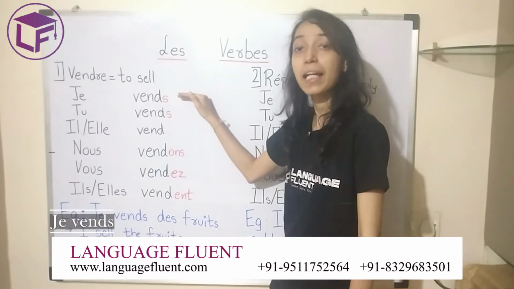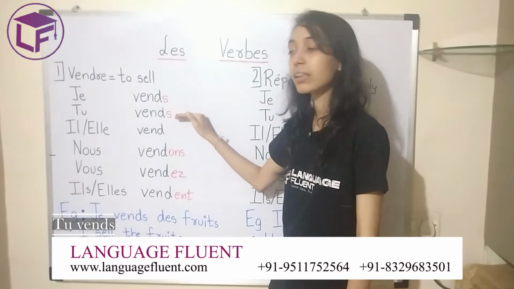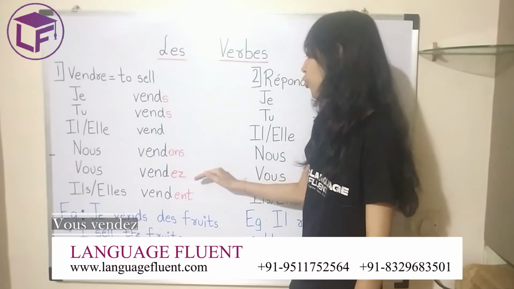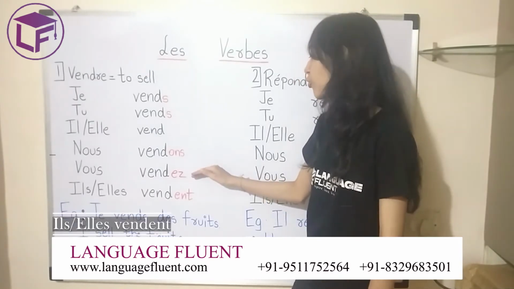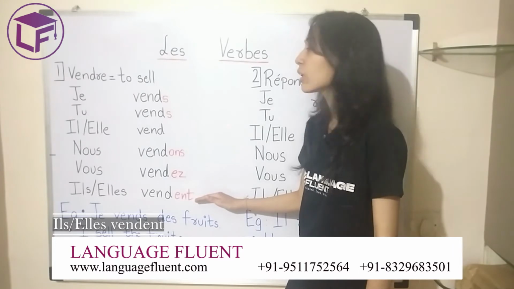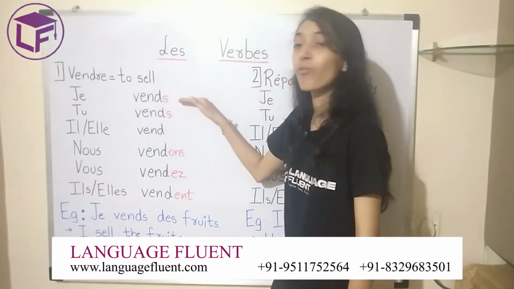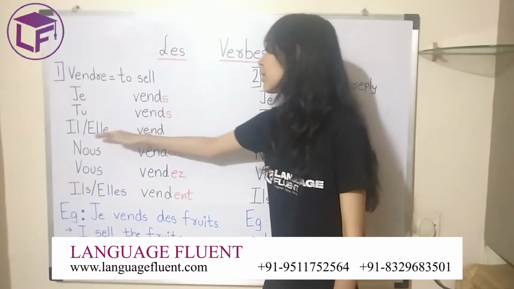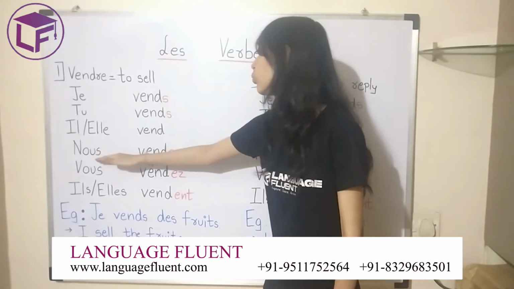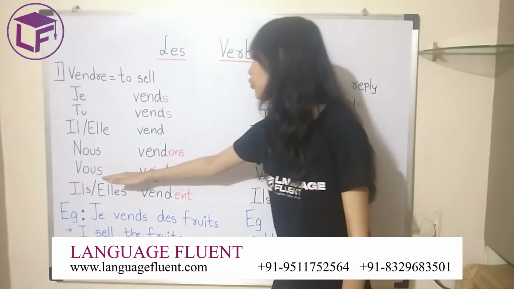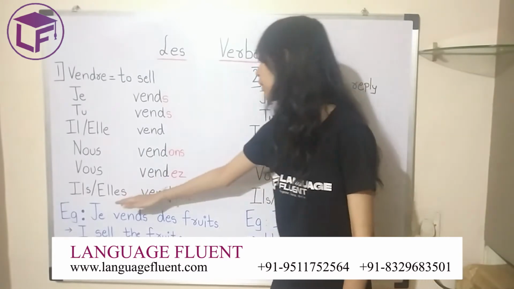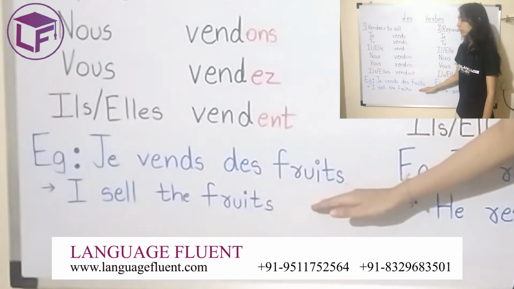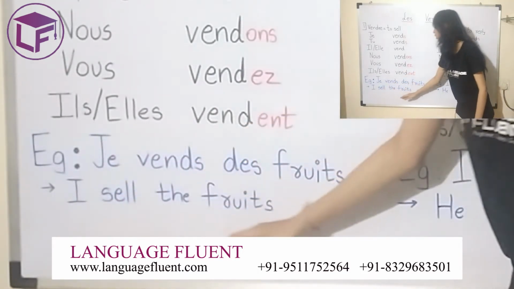For je we add S. For tu we add S. For il, elle there is no ending. For nous we add ONS. For vous we add EZ. For ils, elles we add ENT. So it becomes je vends, tu vends, il, elle vend, nous vendons, vous vendez, ils, elles vendent. For example, je vends des fruits, which means I sell the fruits.